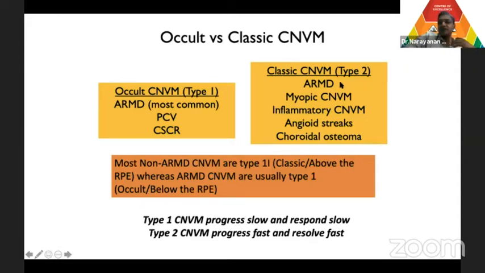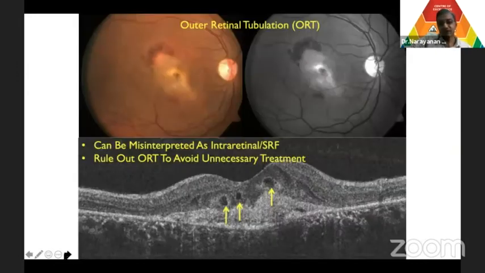What about type 2? If it is above the RPE, in general, in ARMD very few of them have a classic component, but the main ones are myopic, inflammatory, angioid streaks, choroidal osteoma, or even parafoveal telangiectasia. It can start from intraretinal. They tend to progress fast and resolve also with fewer injections. If a patient asks you, doctor, can I delay my injection by a few days? I'm going for some marriage or wedding, some excuse they will have. So you have to decide which CNVM you are dealing with, and how many injections you can prognosticate.